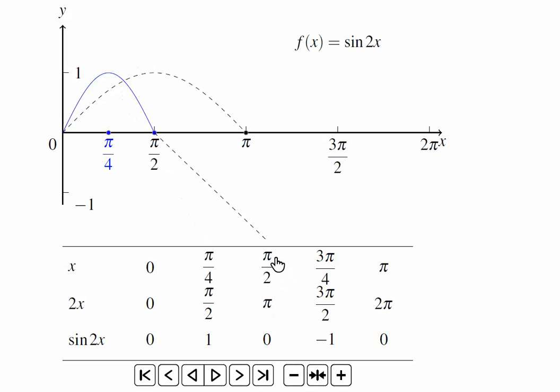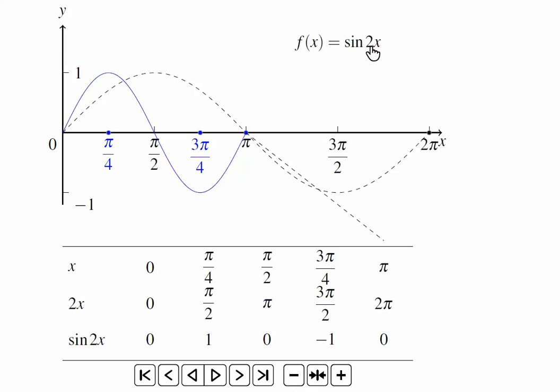Okay, so when x chooses pi over 2, then 2x is pi, and sine pi is 0. So when x is pi over 2, it can already hit the x-axis. Then you keep going. When x chooses 3 pi over 4, right here, 2x is 3 pi over 2, and sine 3 pi over 2 is negative 1. The last point you get is when x is pi, 2x will be 2 pi, and sine 2 pi is 0.